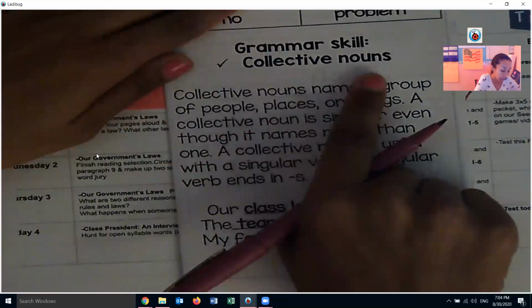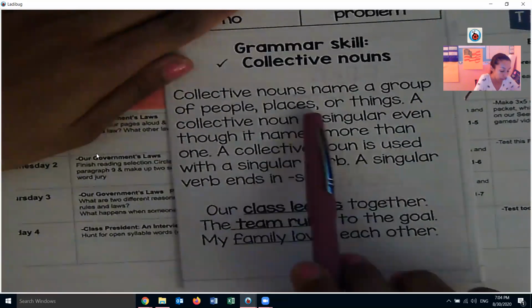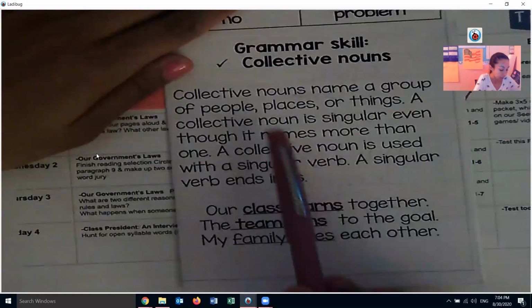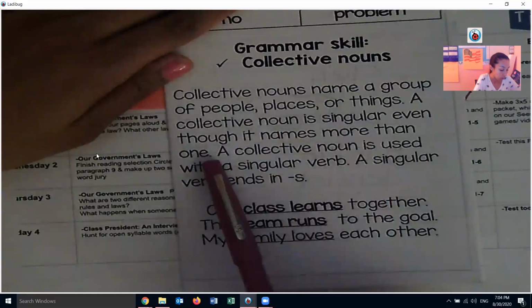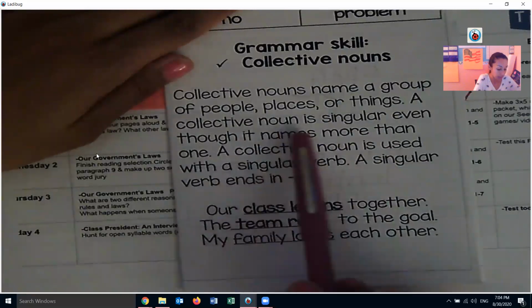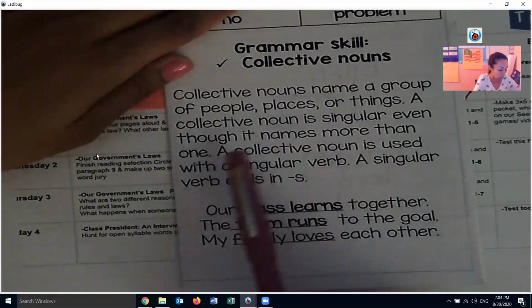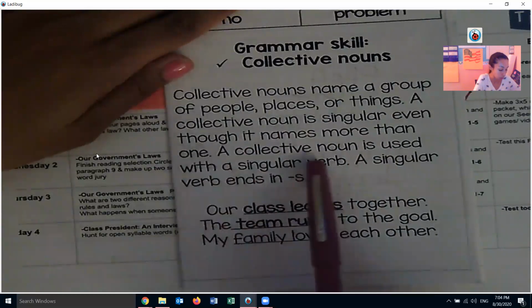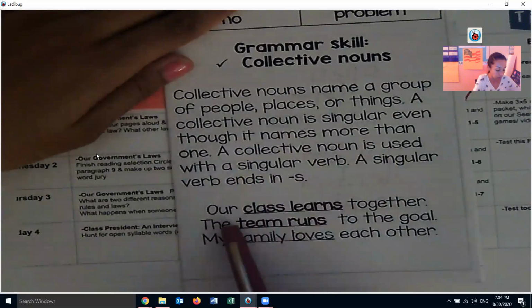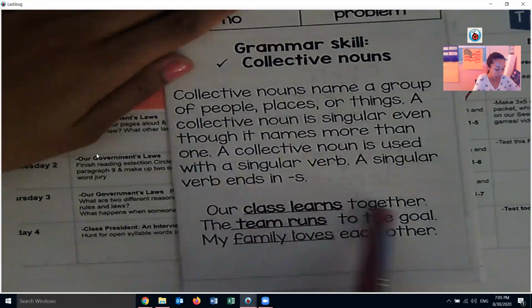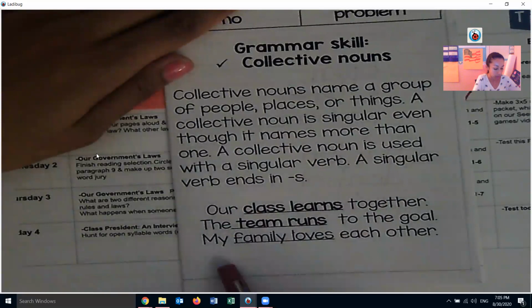Collective nouns name a group of people, places, or things. A collective noun is singular, even though it names more than one. A collective noun is used with a singular verb. A singular verb ends in S. So our class learns together. The team runs to the goal. My family loves each other.